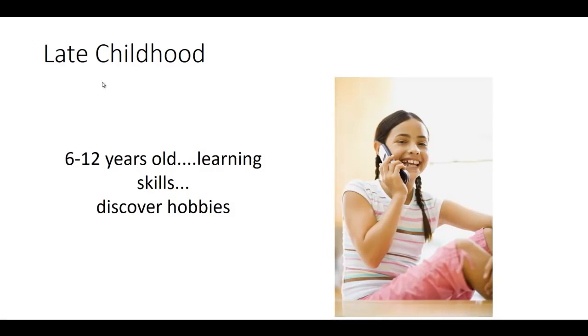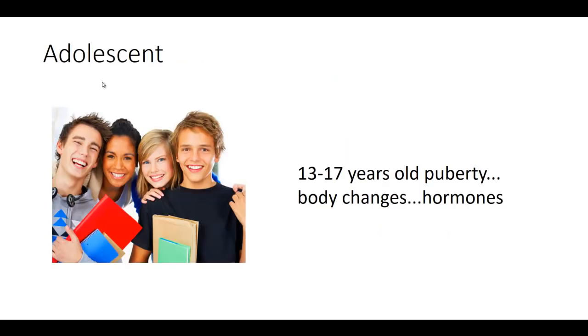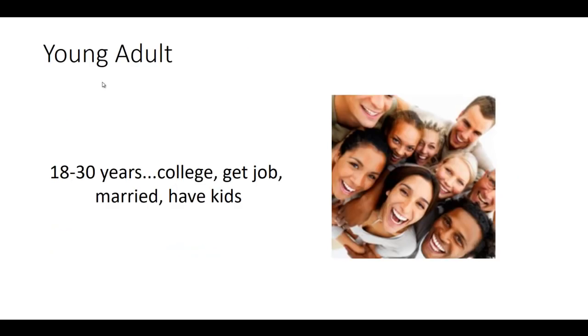Next is late childhood, discovering hobbies. This is 6 to 12 years old. You start to get more independent, starting to get a sense of what that feels like and a desire for that. Adolescence, 13 to 17, puberty, body changes, hormones, a lot of the growth and development that occurs in a person's life will occur in the adolescent phase.